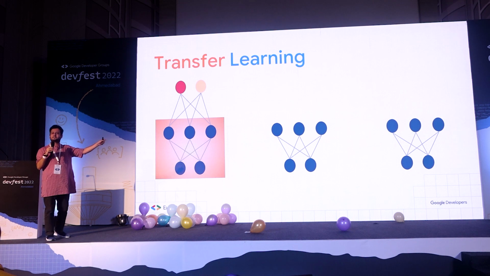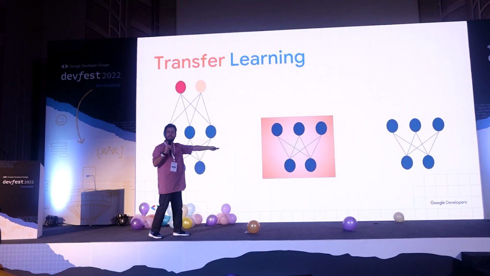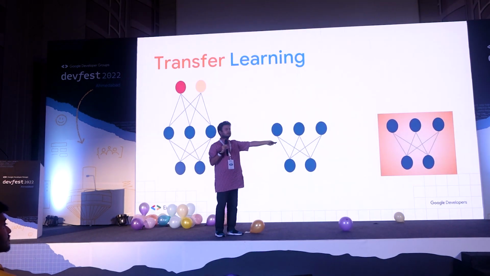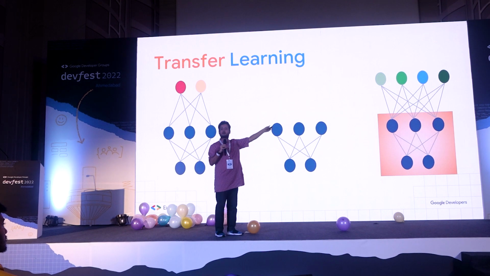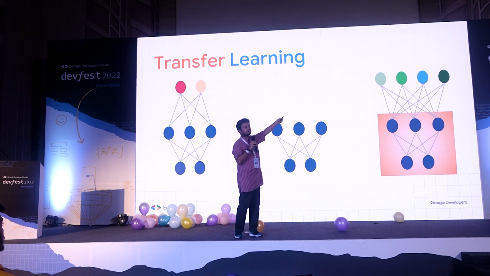So what I do is I chop off the network. I'm interested in only this part of the network. I take this part of the network, and I create a new network with random weights, okay? And there are 4 classes that I've designed here: positive, negative, neutral, somewhat positive, okay?